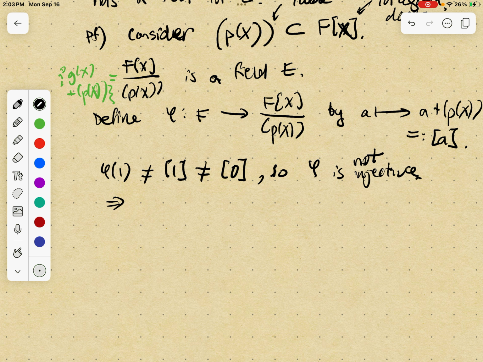What am I saying? Am I getting mixed up? No, I'm not getting mixed up. Phi is in fact injective, and therefore phi is an injective field homomorphism.